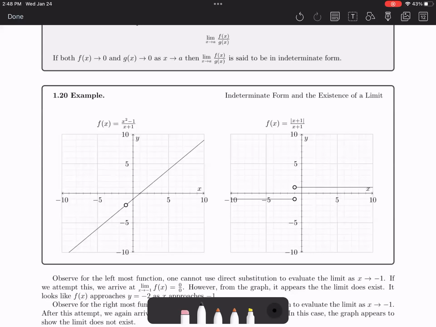Let's work on this example 1.20. In this example, I'm not going to show us how to algebraically solve for a limit if we get an indeterminate form. I just want to give two examples of graphs which have an indeterminate form of 0 divided by 0, one in which the limit does exist and the other where the limit does not exist. So let's look at the example where the limit does exist over here.